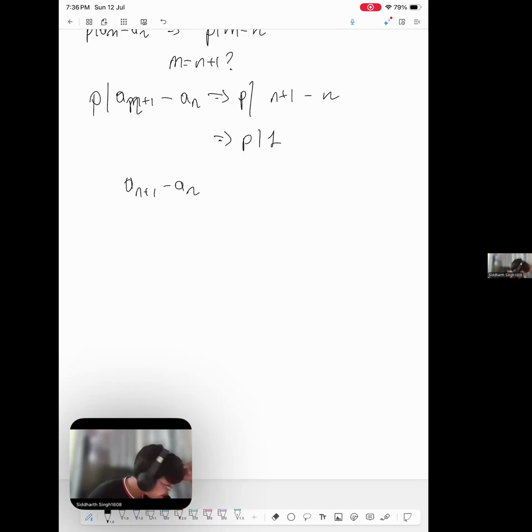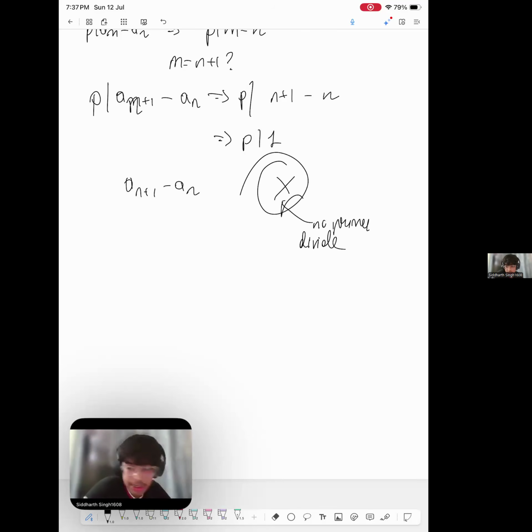And how many numbers do we have that no primes divide? Like how many integers are there such that none of the primes divide the number? Say there's some number x, and no prime divides it. Then what must x be? There are two possible values of x; 0 is not one of them. So what is x? Plus minus 1, exactly. So now a(n+1) minus an is equal to plus minus 1.